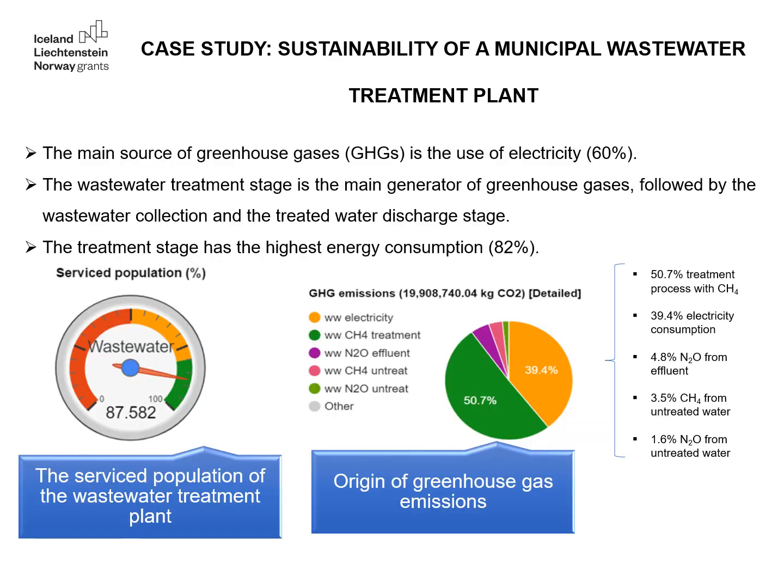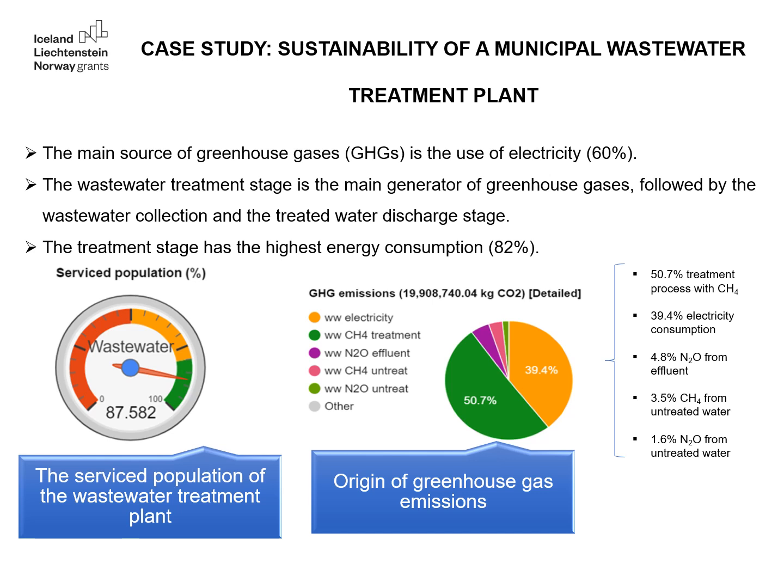The study found that the main source of greenhouse gas emissions is the use of electricity, with the wastewater treatment stage being the primary contributor to greenhouse gas emissions, followed by the wastewater collection and wastewater discharge stages. The wastewater treatment stage also has the highest energy consumption, accounting for 82% of the total energy use.